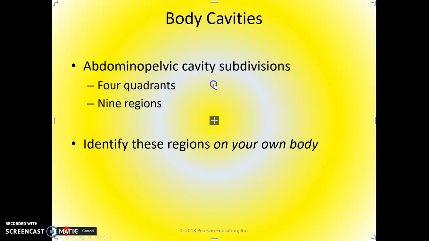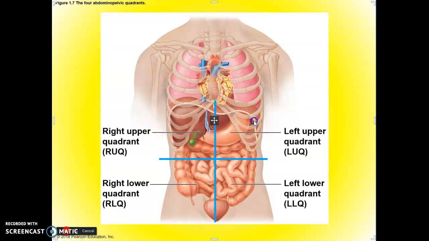So, what we can do though is locate either what we call the four quadrants or the nine regions of the abdominopelvic cavity area, subdivisions here. This is often used if you go in and say, I'm experiencing pain in this spot or that part. They'll try to figure out what's going on based on where you're experiencing pain. So we divide that. This is on your own body.